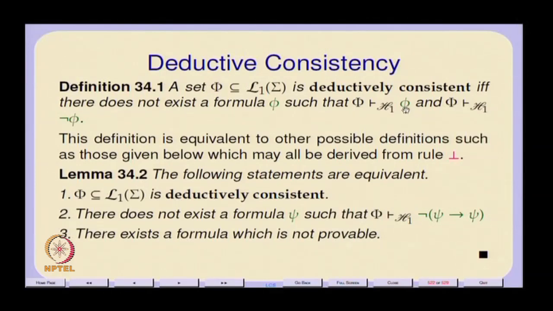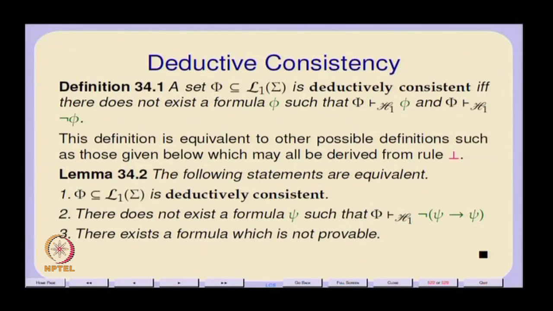You should not be able to prove both the formula and its negation as valid proof theoretic consequences of your set phi. You should not be able to prove a single contradiction like not psi or psi for any psi, or simply, you should not be able to prove every formula. There should be at least one formula which you cannot prove, then your set phi is consistent.